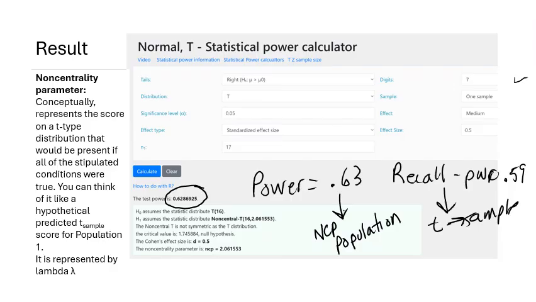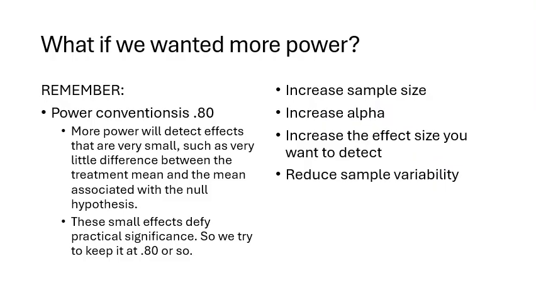When you get your result, you'll see all of these data down here. You'll see this NCP. All that is telling us is it's kind of like the equivalent of the t-score that we would expect from our sample if all of these conditions are met. It's not exactly a t-score though, because a t-score is always depending on a sample, and we're looking at a population parameter. So what if we wanted more power?